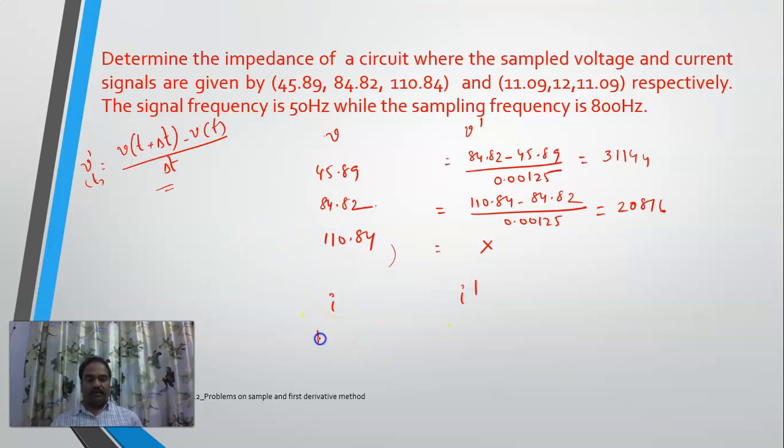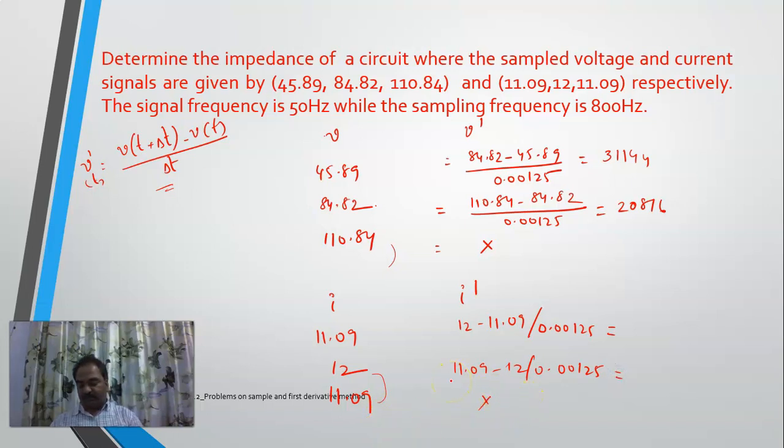I is 11.09, 12 and 11.09, right? So what is I dash? It is 12 minus 11.09 by 0.00125. Here it is 11.09 minus 12 by 0.00125. And here I don't have the next value, so I will omit this one.